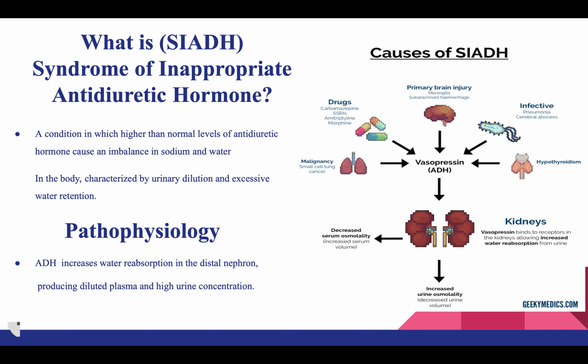Vasopressin release is generally inappropriate in the presence of normal or low plasma osmolality and normal or high blood volume and blood pressure. In such cases, the water inappropriately retained by the kidneys ultimately causes dilutional hyponatremia, in which the total body sodium and thus extracellular fluid volume are normal or near normal. However, total body water is increased.